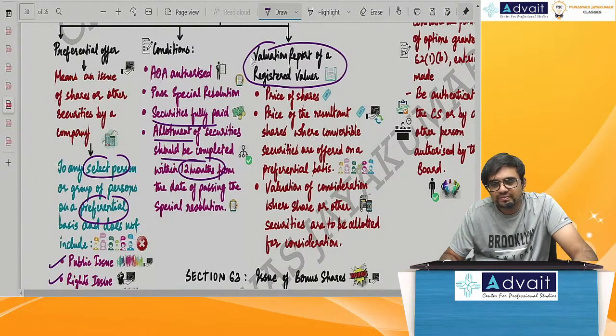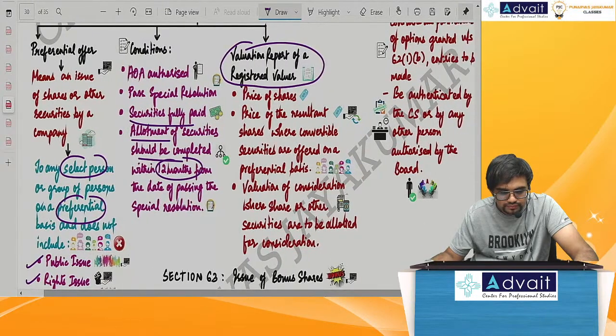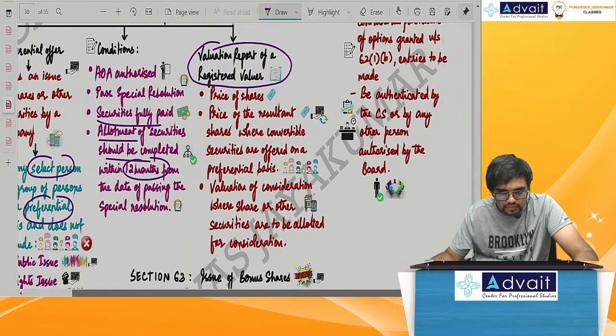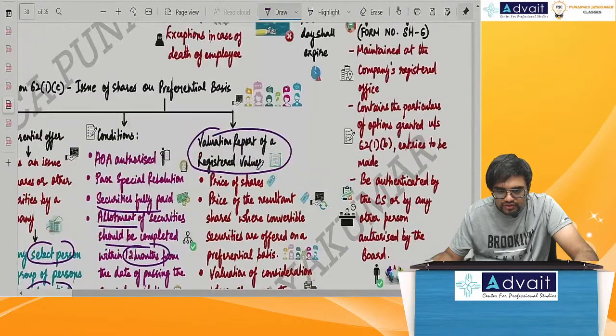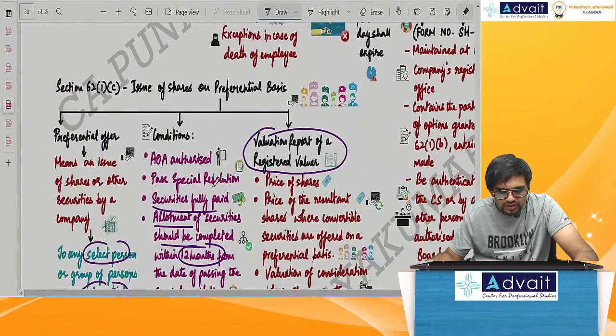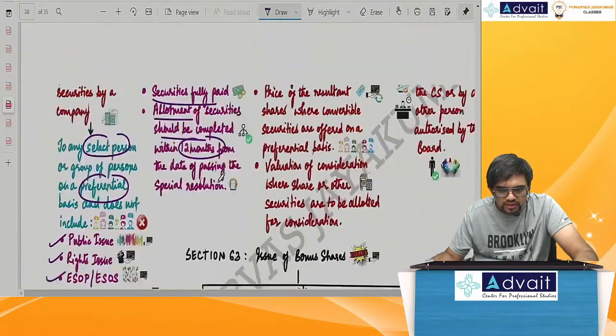Price of shares will be given. Price of the resultant shares or convertible securities should be taken. Valuation, I have to maintain the valuation. Everything should be maintained carefully. That's what they're trying to tell. Then what else does it say apart from all these things? Valuation report also has to be followed. Preferential offer conditions, all that done.